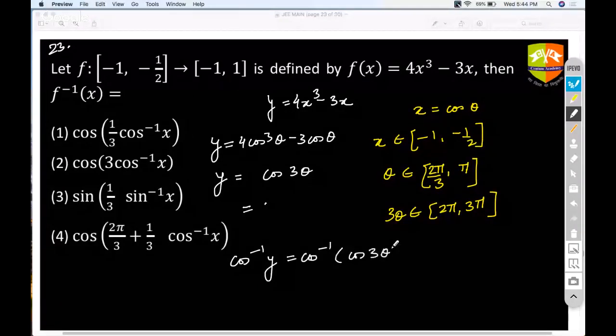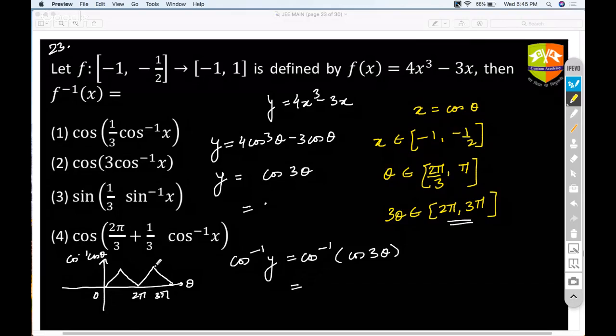Now be very careful here, because your 3 theta is not in the principal value branch. It is in the branch where it is between 2 pi to 3 pi. And you would remember the graph of cos inverse cos theta versus theta. It's like this: 0, 2 pi, 3 pi. So you are actually dealing with this branch. Correct? And this branch equation is going to be theta minus 2 pi. So this is going to give you 3 theta minus 2 pi as your answer.